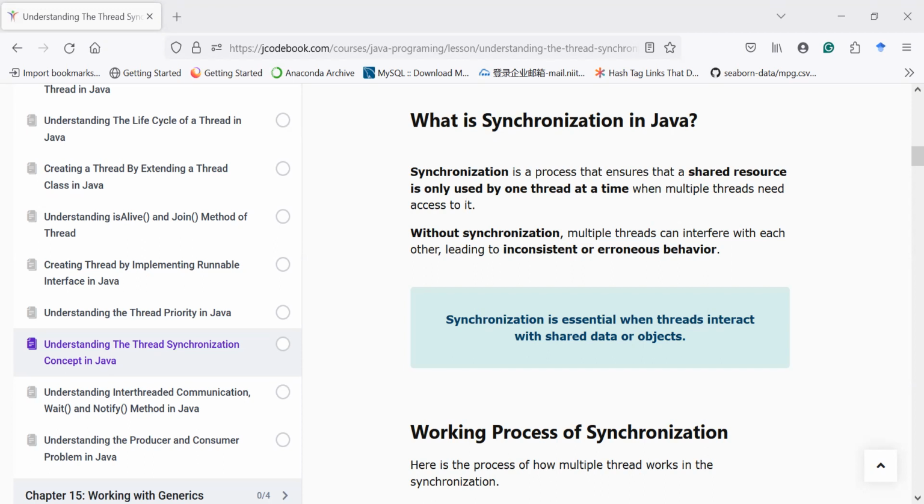So let us continue the session to learn multi-threading in Java programming language. In today's session, you will learn a very powerful and useful concept of multi-threading that is known as synchronization. So what is it? Before diving into the concept of synchronization, let us discuss some problem statements.